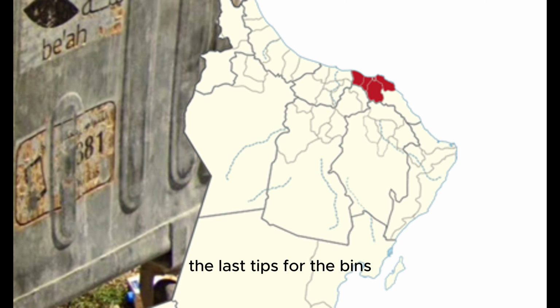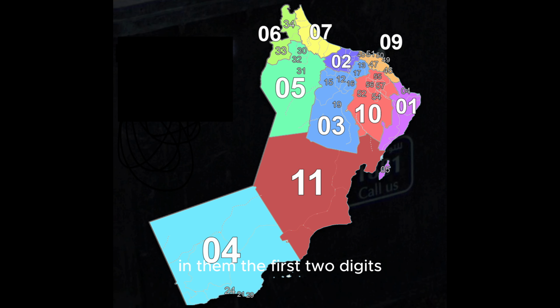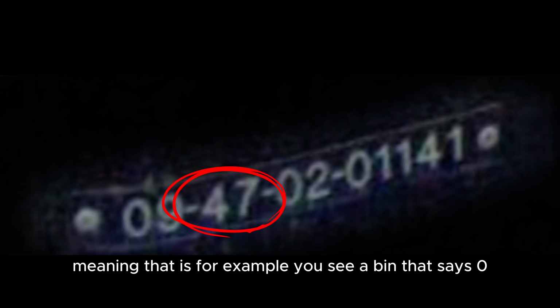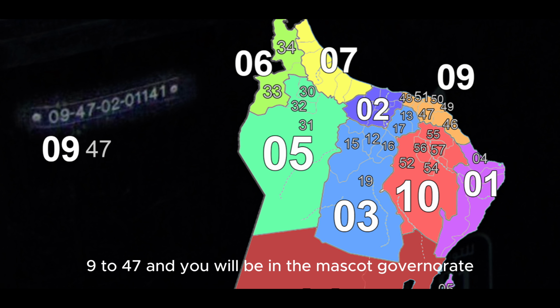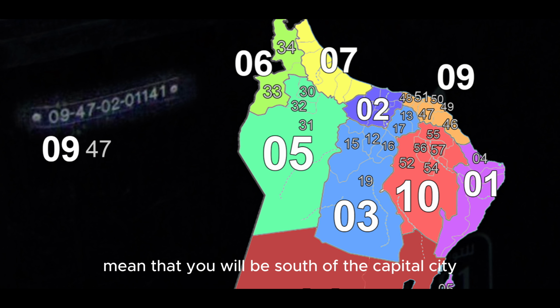The last tip for the bins is that if you ever come across a sticker that you can actually read, then you will be able to guess exactly where you are. This is because the stickers on the bins normally have the area codes in them. The first 2 digits are the region in which the bin is located, whilst the following 2 are the area where it is. For example, if you see a bin that says 09-47, you will be in the Muscat Governorate, and the 47 means that you will be south of the capital city.